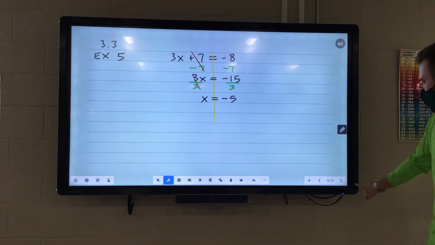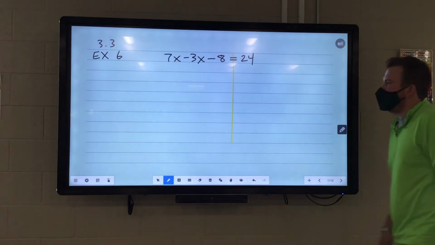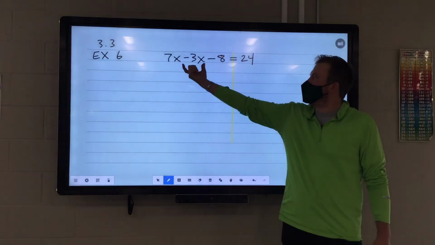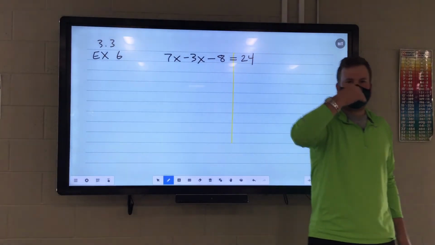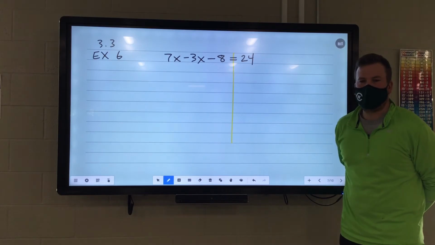Next, another example from 3-3, just multi-step equations. Now, hopefully what you notice here, we have this kind of weird situation where we have more than one term that contains x. So as we know, we can simplify that by combining like terms.